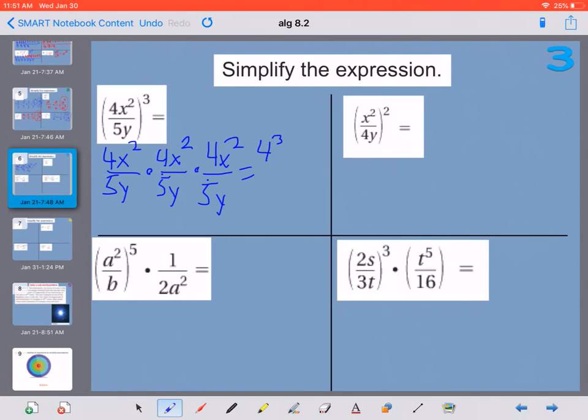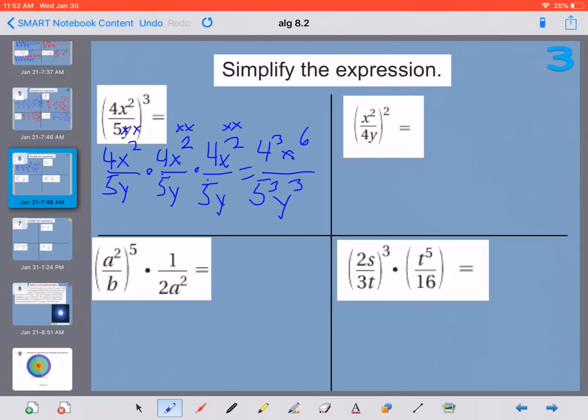Now this is saying we have two x's on each of these. So how many x's total do we have? 1, 2, 3, 4, 5, 6. So we have x to the sixth over 5 times 5 times 5, which is 5 cubed, and y times y times y, which is y cubed.